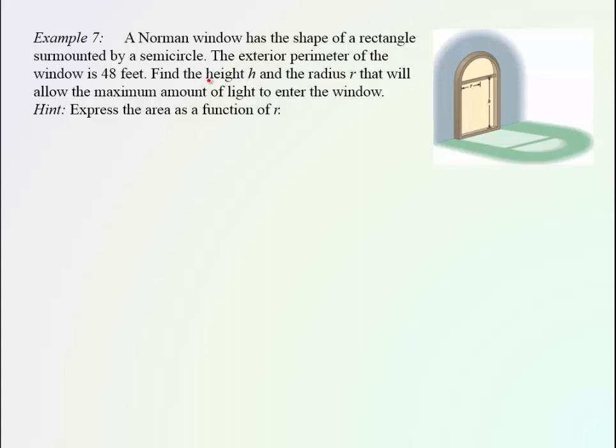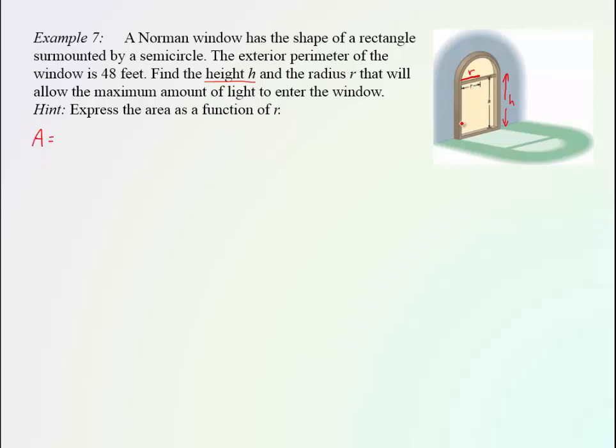So the height of the window that the question talks about is actually just this part, not the whole window, but just the height of the rectangle. And the radius is over here, r. In order to maximize the amount of light, we really need to maximize the area of this window. So let's figure out the formula for area.